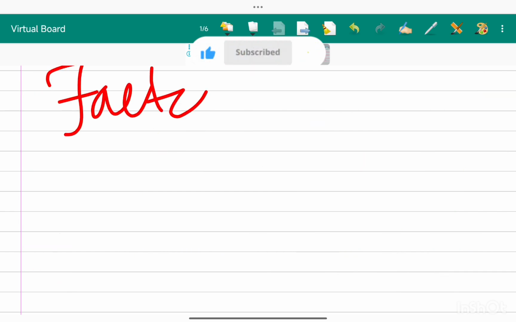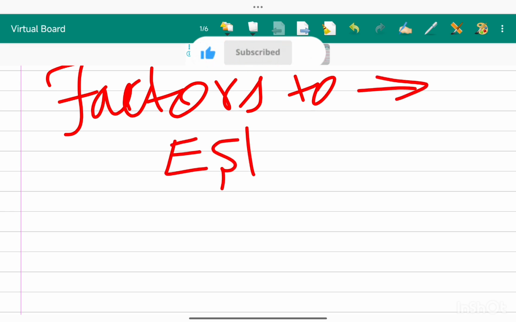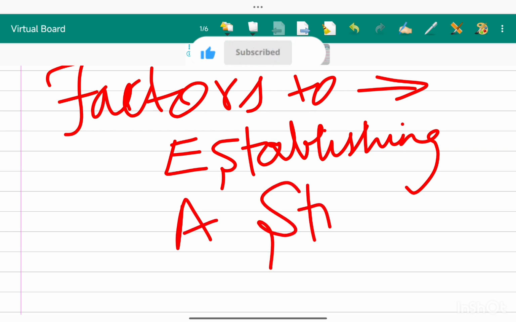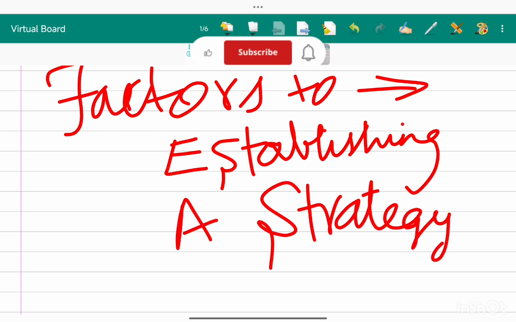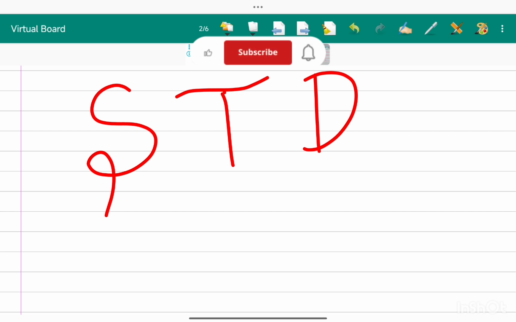Factors to be considered. Factors to be considered for establishing audit strategy. What is the meaning of audit strategy? I told it is S, T, and D. Scope, timing, and direction. So based on this, the factors are also derived.